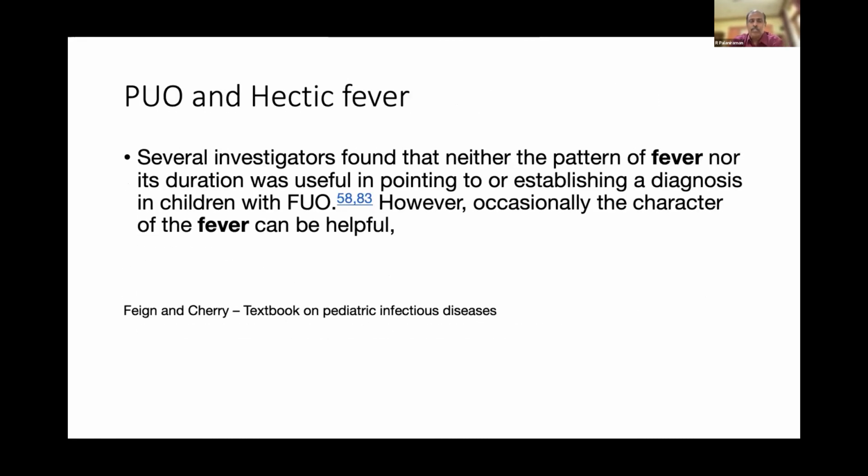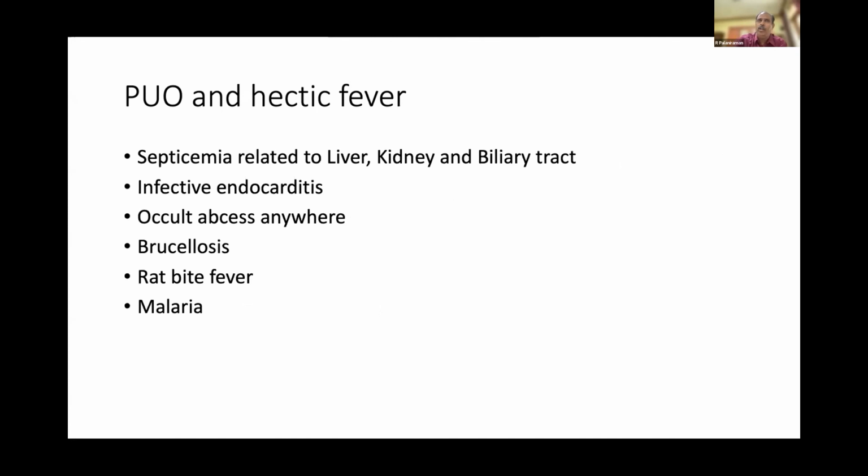So then the next question is, what about the role of hectic fever in PUO? Definitely in a controlled environment, when you are admitting a child with PUO in a hospital, fever patterns are useful in pointing to or establishing a diagnosis. The character of fever also can be helpful, particularly when you are having high spiking fevers. It indicates mostly that you are dealing with sepsis related to the liver, kidney or biliary tract, or infective endocarditis, or occult abscess anywhere, brucellosis, rat bite fever, malaria. Unlike a low-grade intermittent fever, which can be extrapulmonary tuberculosis. So it gives a clue that you are dealing with something along these lines whenever you come across a case of PUO. So hectic fever plays a role beyond 7 days of fever. Less than 7 days of fever, hectic fever doesn't mean much for a pediatrician, whereas in case of PUO, hectic fever plays a major role.